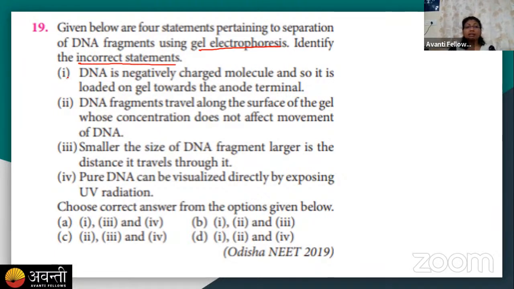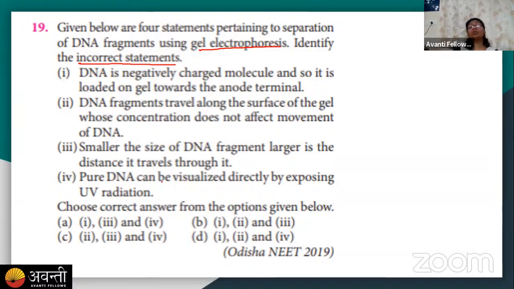Statement A says the DNA is a negatively charged molecule, and so it is loaded on the gel towards the anode terminal. Statement B says DNA fragments travel along the surface of the gel whose concentration does not affect movement of the DNA. Statement C says the smaller the size of the DNA fragment, the larger the distance traveled through it. Statement D says pure DNA can be visualized directly by exposing it to UV radiation.